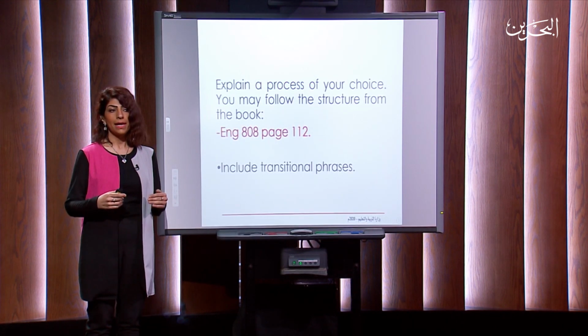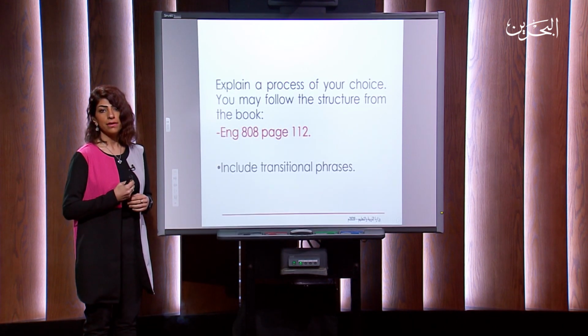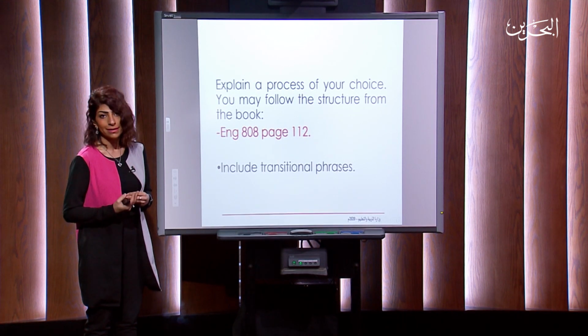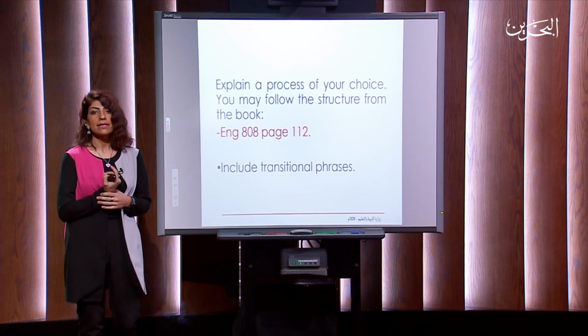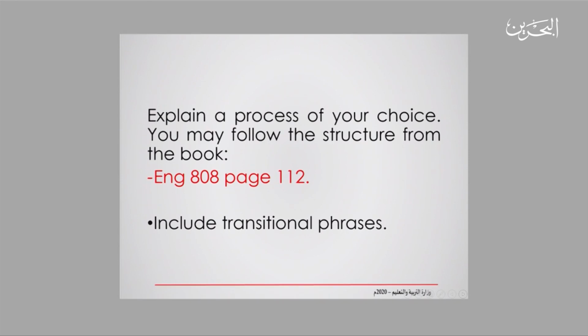We are done now with the paragraph. I'll just give you a very simple task like further practice for yourselves at home. You can explain a process from your choice. Choose anything and you can write a process about it. Now, make sure that you follow the structure from your book. Which book? It's Project Success Level 2, English 808. You'll find the layout or the structure on page 112. Don't forget to include transitional phrases.